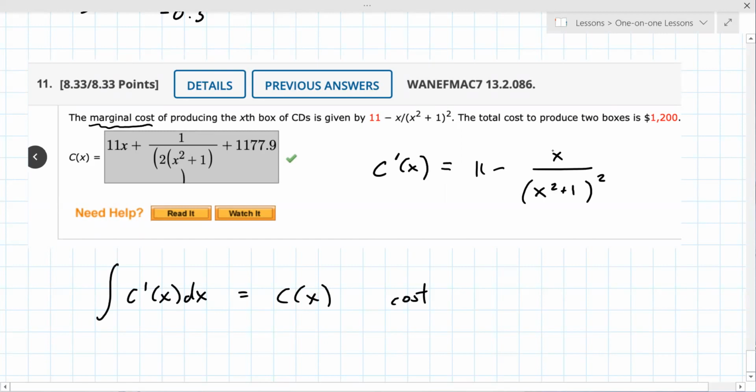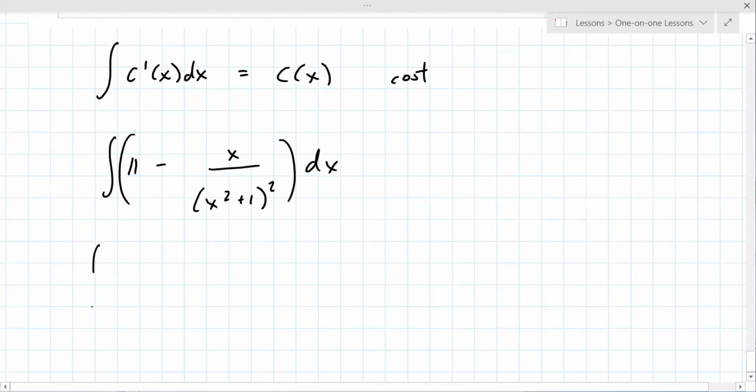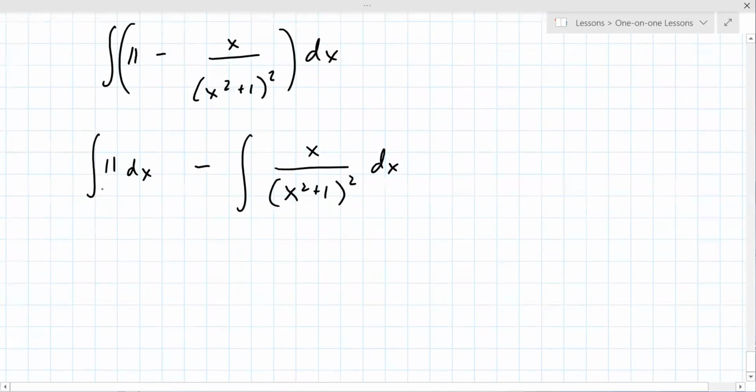So this is no different than what we've been doing, except it's put in context of a business problem. First thing I would tell you to do is break this apart. It's the integral of 11 dx minus the integral of x over (x squared plus 1) squared dx. The first one we actually haven't covered yet. There's no variable here, so you include a letter. This becomes 11x. It's almost easier to explain if you go backwards: what's the derivative of 11x? Well, it's 11.